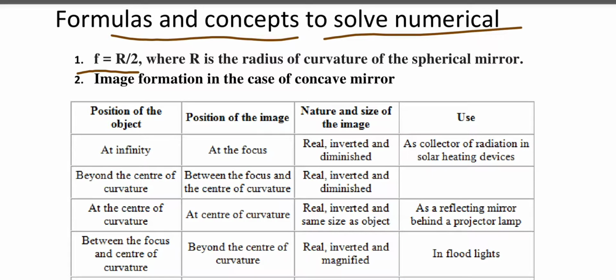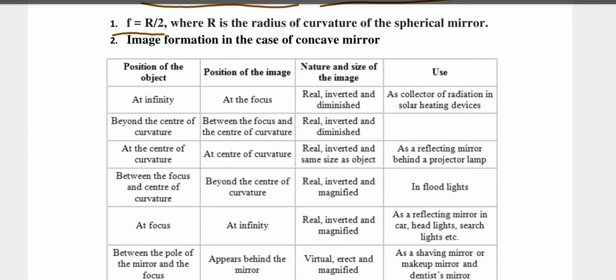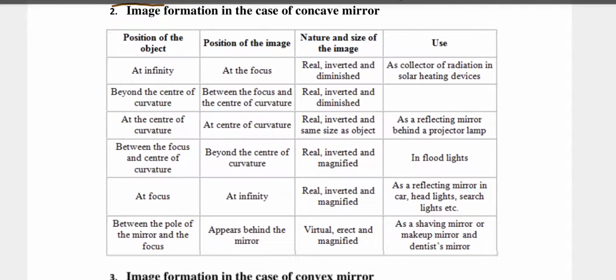Then we studied image formation in the case of a concave mirror. This will be very helpful while solving problems. If you know this table, you can directly get the answer without solving, and after that you can solve for cross verification. If the object is at infinity, we will get the image at focus. The image formed will be real, inverted and diminished.